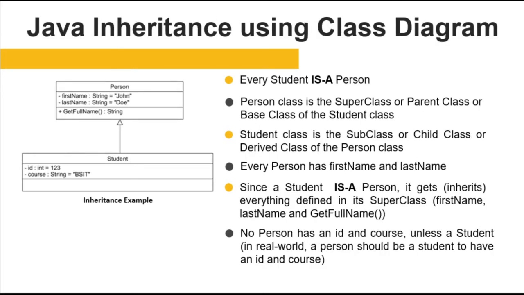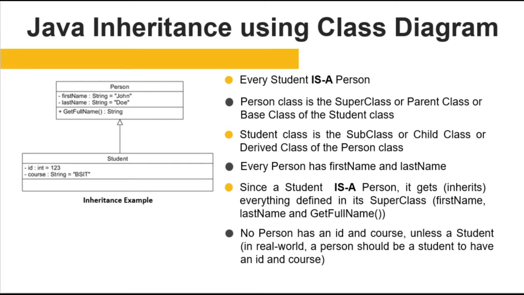The figure shows an example of inheritance as represented using the UML class diagram. The superclass is the person class that is why the arrowhead is pointing in its class, while the subclass or child class is the student class which points to the person class. Specifically, the diagram shows that every student is a person, that is the is-a relationship. Person class is the superclass or parent class of the student class. Student class is the subclass or child class of the parent class or the person class.